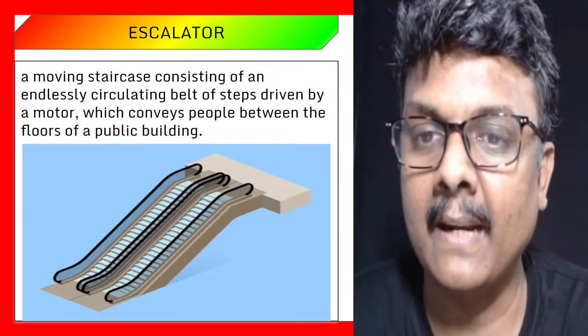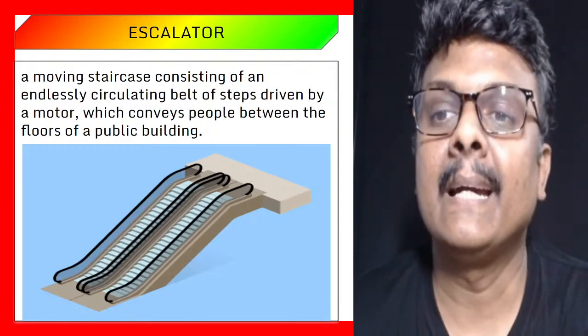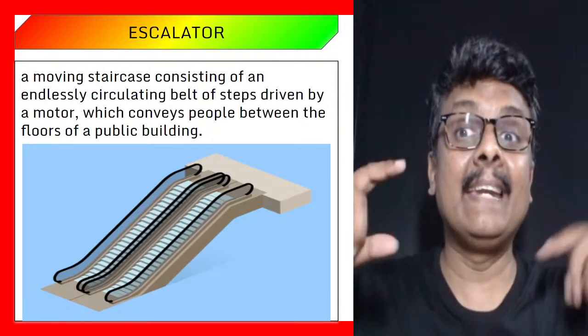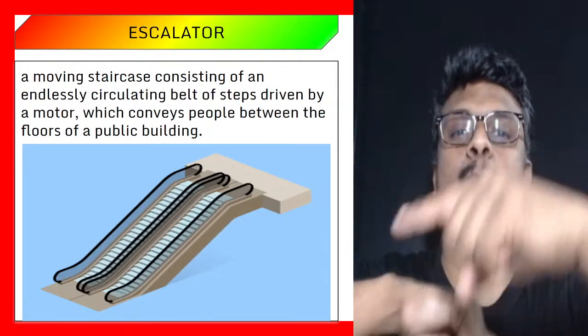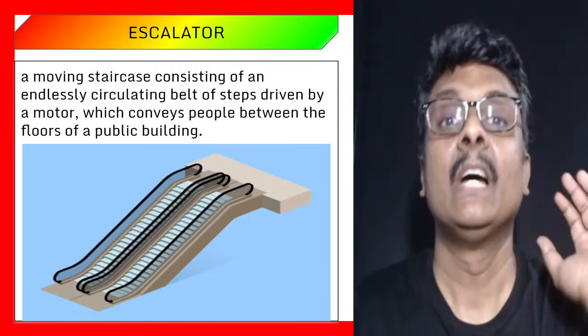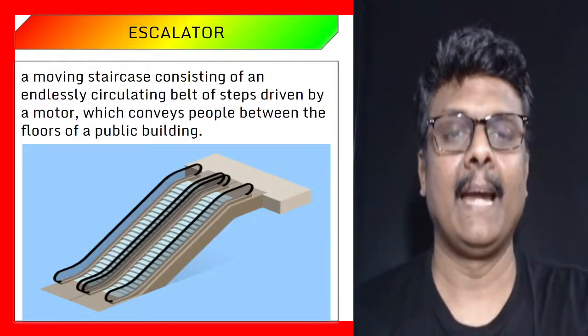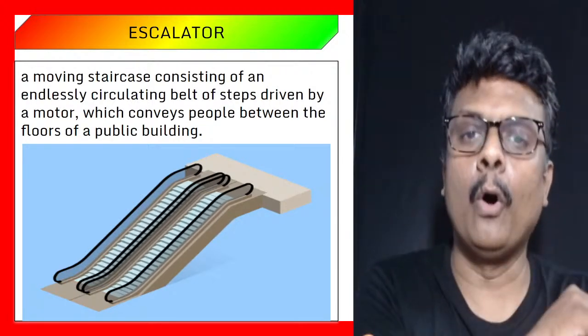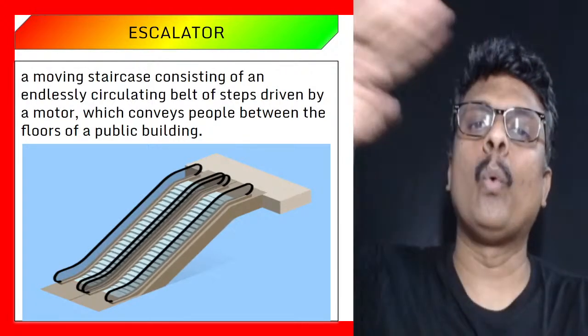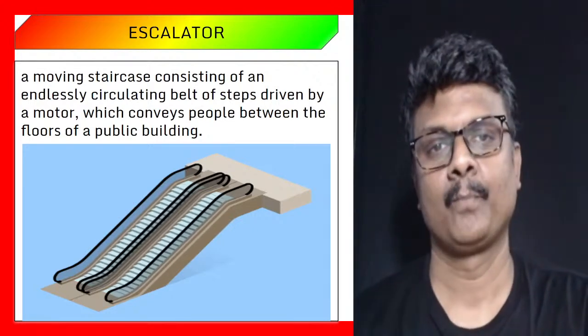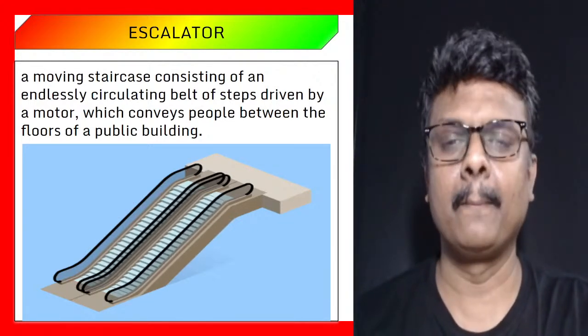So a moving stair consists of an endlessly circulating belt of steps. It's like a conveyor belt driven. The movement is driven by a motor, which helps to move or locomote people from one place to another. Generally, it is there in a public building.